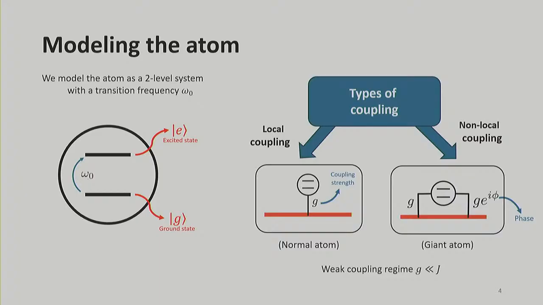This two-level system can couple to our lattice in two different ways. One of them is a local coupling, where the atom couples just to a single site on our lattice with a strength g. Or it can have a non-local coupling, where it couples to more than one site. Here I'm putting two, but it can be more than two. Since it is non-local, we have a phase difference between the coupling points. We are also working in the weak coupling regime. That means that g is much less than J, the hopping rate.